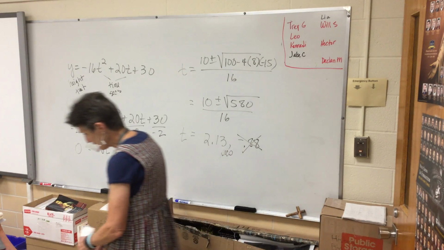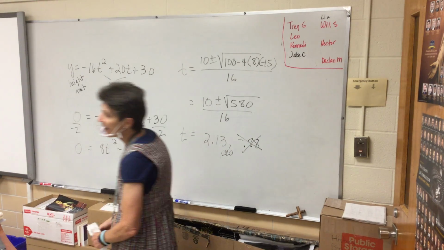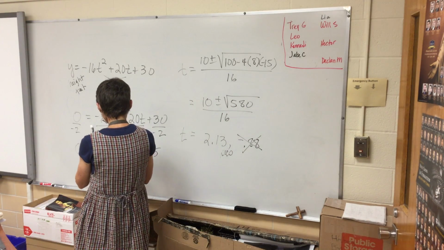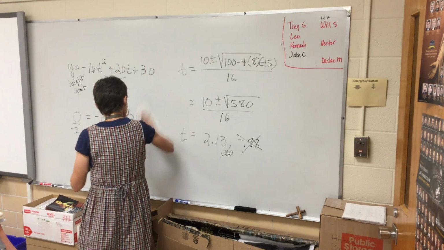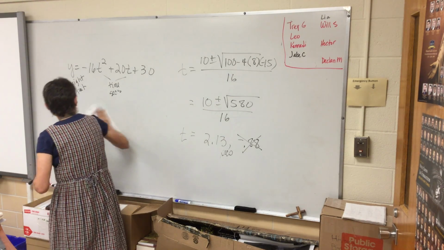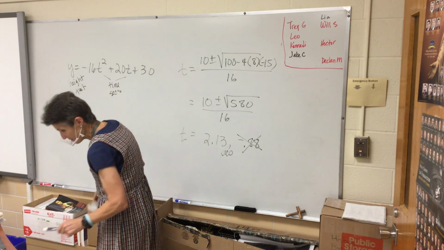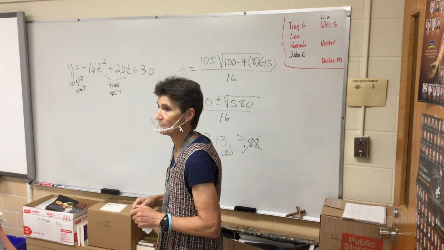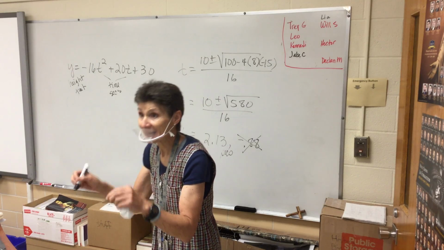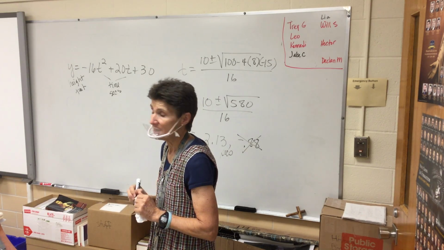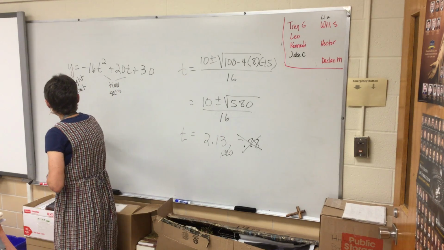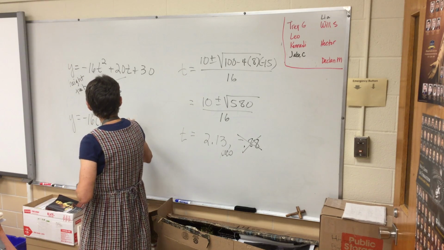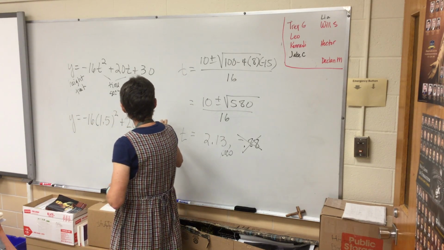All right, last question. How high is the ball after 1.5 seconds? Now remember, we are still using this equation. This is the equation we're using for the whole problem. So this time, they gave us a number, 1.5. Where does it go in the equation? Because it's seconds, 1.5 seconds, it's going in for t. So y equals negative 16 times 1.5 squared plus 20 times 1.5 plus 30.